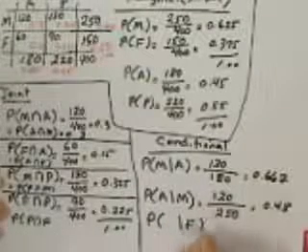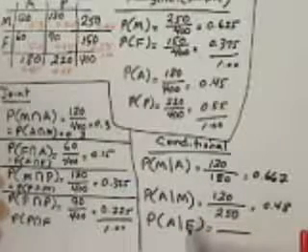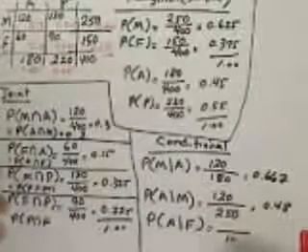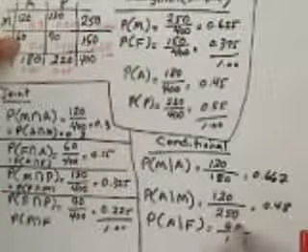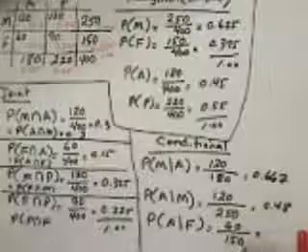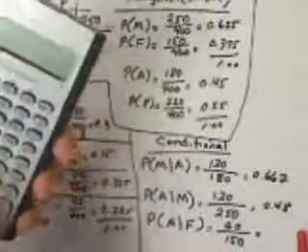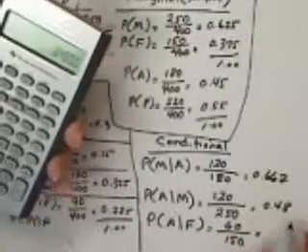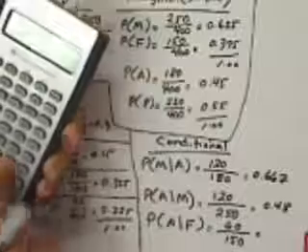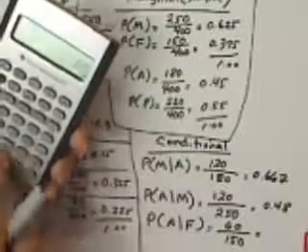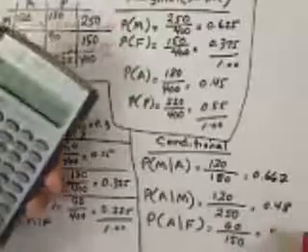Now, given that you are a male and you buy a car because of its appearance versus probability of being a female and buying a car because of its appearance. The females are 150 of them. Buying a car because of its appearance, there's 60 that do that among the females. So 60 divided by 150 is 0.4.